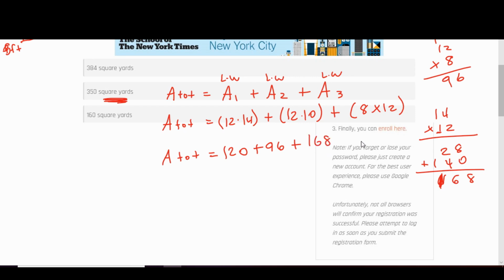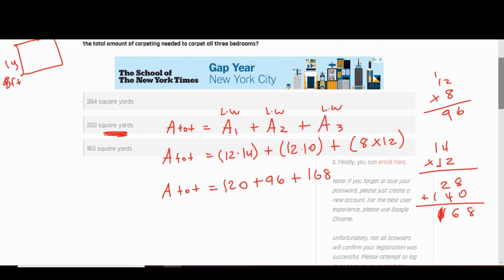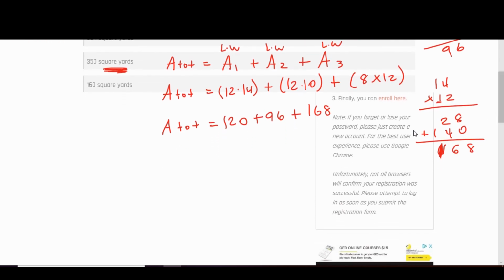And as you can tell, these problems in this practice test are really pushing my limits, because this is a lot of work. Regardless of how good you are at math, you still have to do a lot of tedious math and conversions to really get through this section. So let's go ahead and add these up.